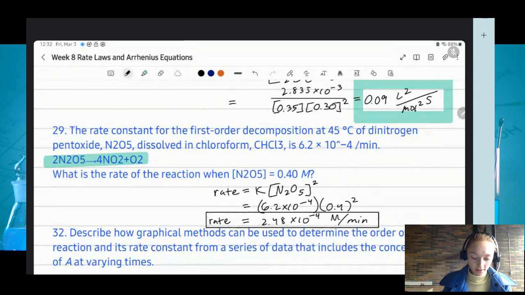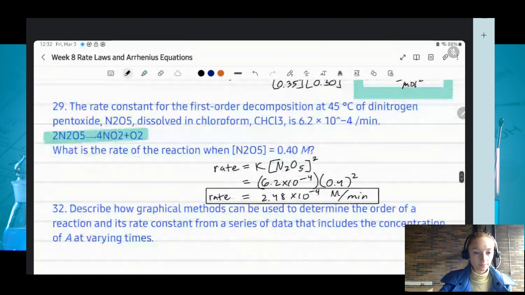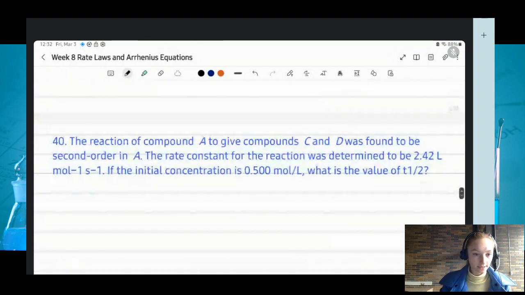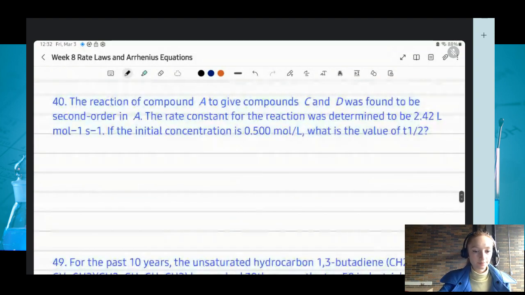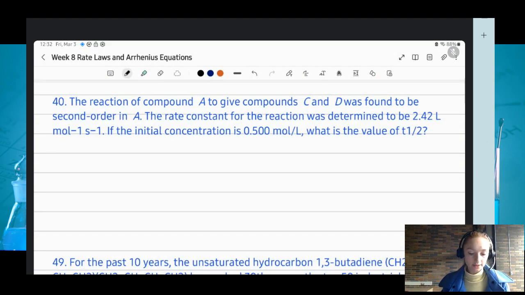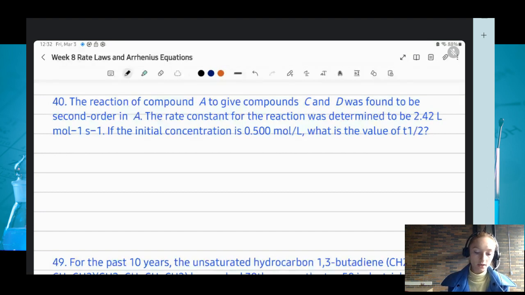Okay, so now let's move on to 40. We're going to skip 32 today. Okay, so 40 says, the reaction of compound A to give compounds C and D was found to be second order in A. The rate constant for the reaction was determined to be 2.42 liters per mole seconds. If the initial concentration is 0.5 moles per liter, what is the value of T1/2?